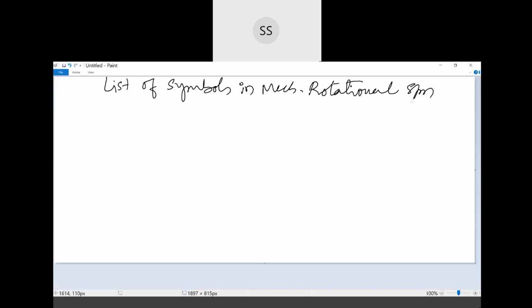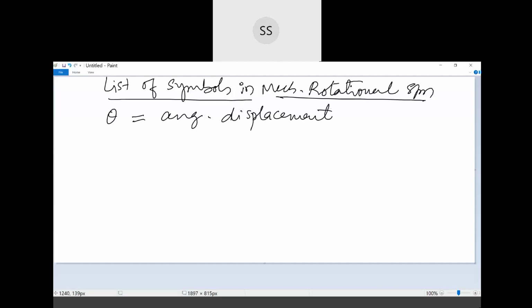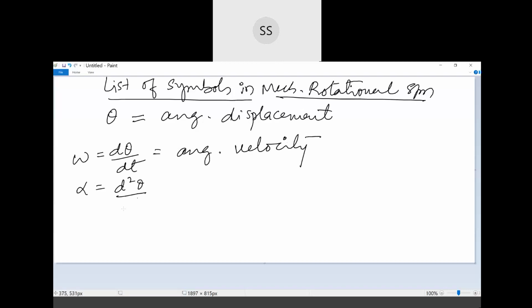In mechanical rotational systems, the very first one we will take is theta. Theta represents the angular displacement. Next we have omega, which is nothing but d theta by dt. This is called angular velocity. Next we have alpha, which is d square theta by dt square. This is angular acceleration.